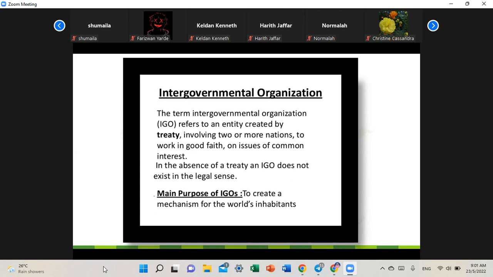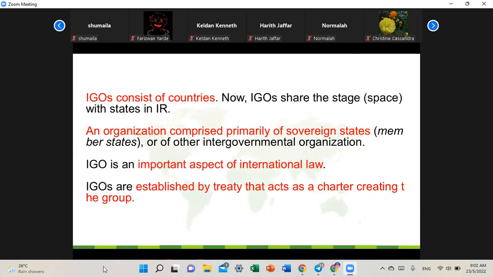To create a mechanism for the world's inhabitants, most of these IGOs have a specific purpose, like NATO for security alliances, ASEAN for regional bodies, the IMF for the economy, WHO for health issues, and many more. A bigger international organization can cover more areas, but smaller organs, like the ones in the UN, tackle specific issues. The UN is an umbrella, and under the UN we have a lot of institutions that tackle specific issues. So an IGO consists of countries.